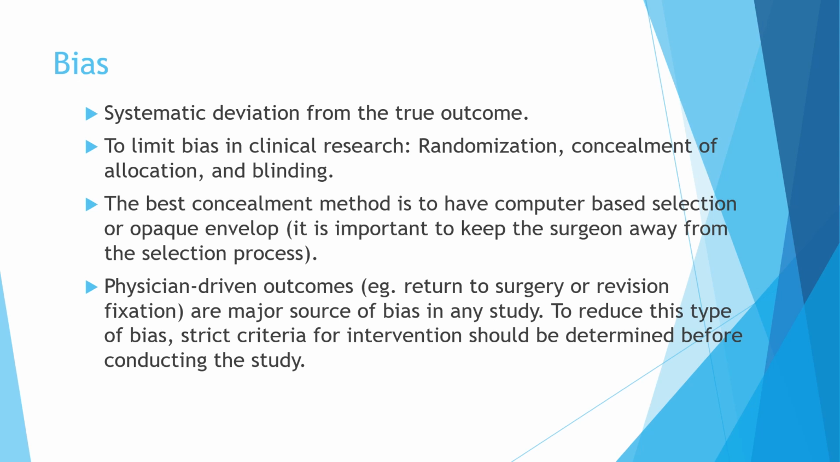We spoke about flaws in the design, another word for which is bias. So what is bias? It is a systematic deviation from the true outcome. There are flaws that will cause the result to deviate from the true outcome. This is bias.